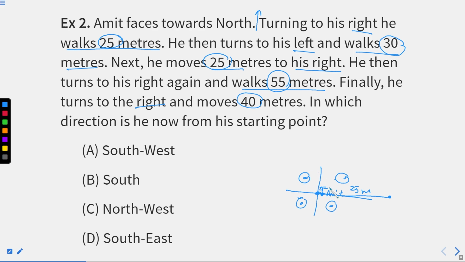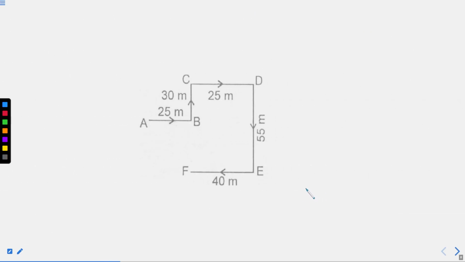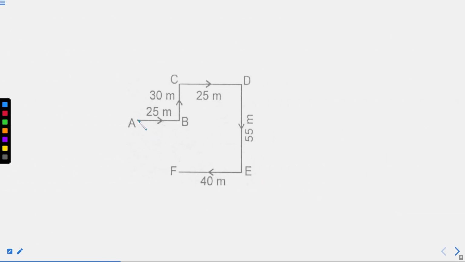Now we can figure it out with the help of a diagram. Now here is the diagram for you, right? First, from point A, he moved 25 kilometers to point B. Then from point B, he took a left turn and moved 30 meters to point C. And from point C, took a right turn, walked 25 meters to point D. After completing 25 meters, from point D, he is moving towards point E, 55 meters. And then finally took a left turn, 40 meters to point F.